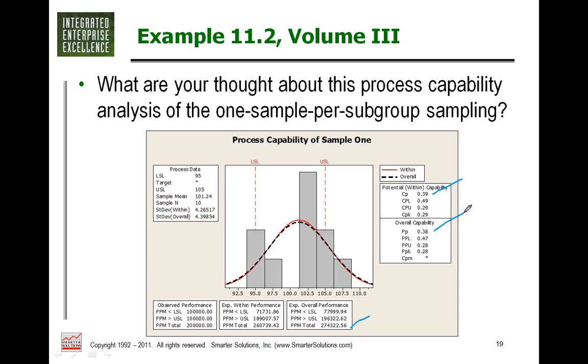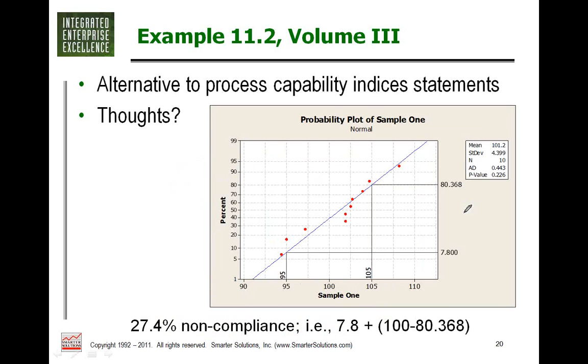But the Cpk value that we had previous to the X-bar and R chart is completely different. It was much larger. Now, another way of presenting this information is through a probability plot.